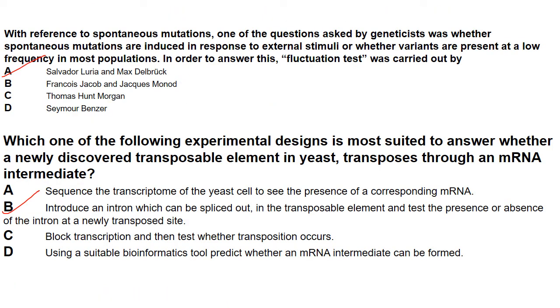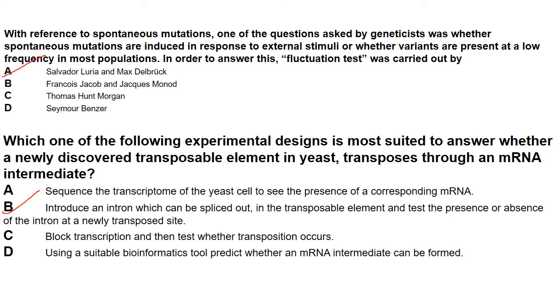Then with reference to spontaneous mutation, one of the questions asked by geneticists was whether spontaneous mutations are induced in response to external stimuli or whether variants are present at a low frequency in most populations. In order to answer this, fluctuation test was carried out by. So the fluctuation test shows that mutation occur randomly in a growing culture and are not induced by the selection agent. And this was demonstrated by Luria and Delbruck in bacteria. So the answer here is option A, Salvador Luria and Max Delbruck.